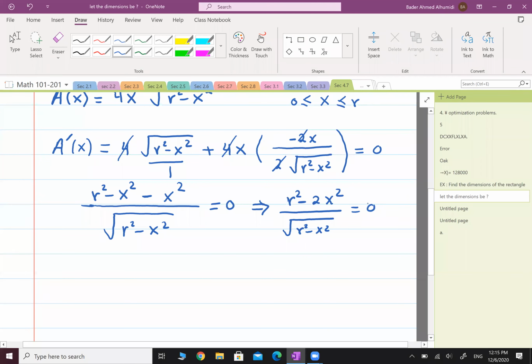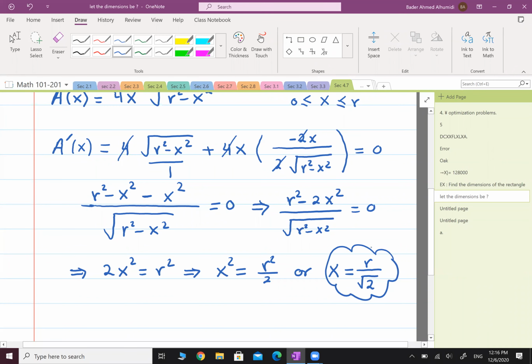Now, if we put it equal to zero, this will give you 2x squared equal to r squared. And this will give x squared equal to r squared over 2, or x equal to r divided by the square root of 2. So this is the value where we have a maximum.